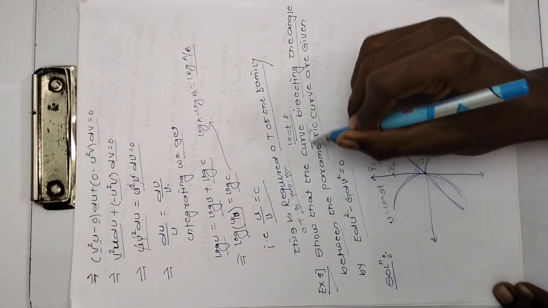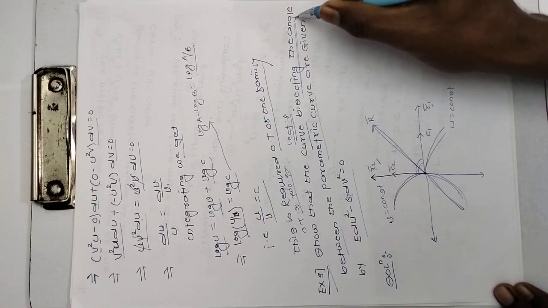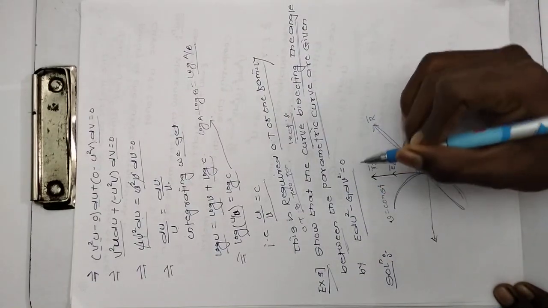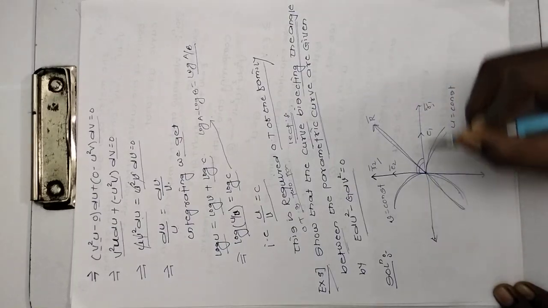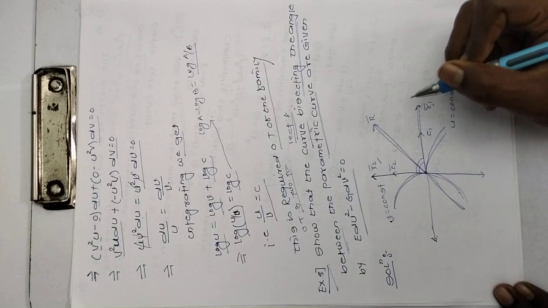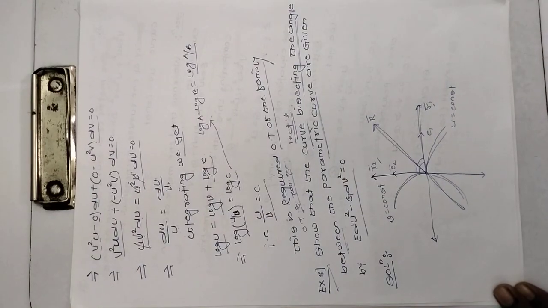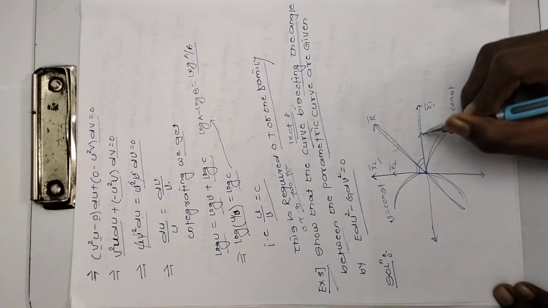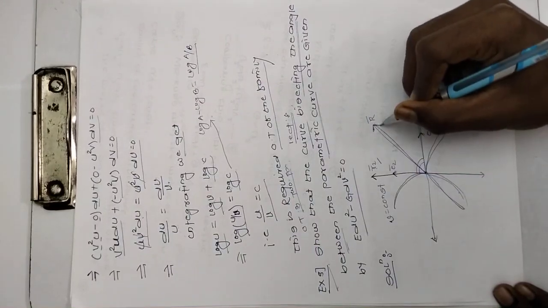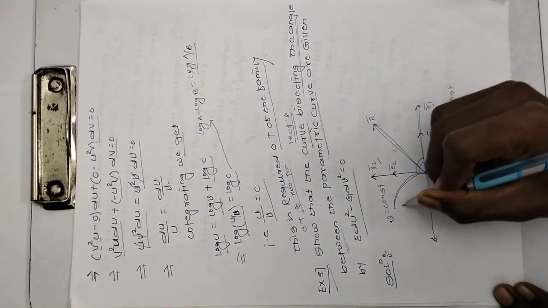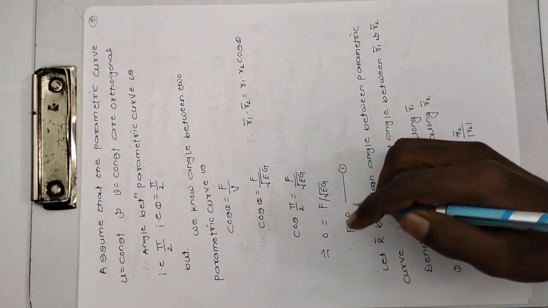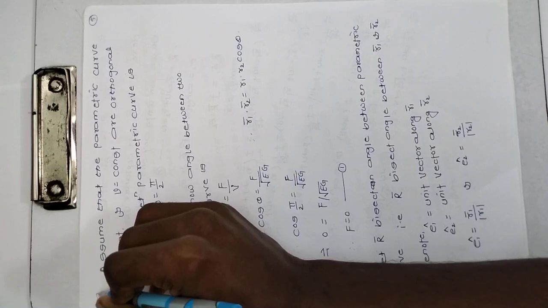Show that the curves bisecting the angle between the parametric curves are given by this equation. So these are the two parametric curves R1 and R2, and E1 and E2 are the unit vectors tangent to the plane capital R. Both U and V are constant. So let's start the solution.